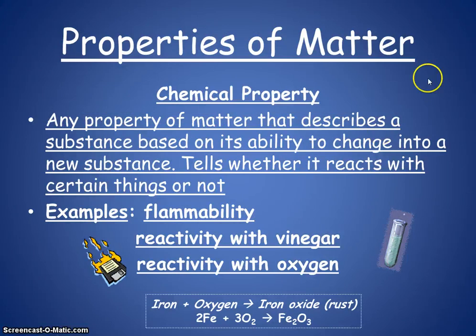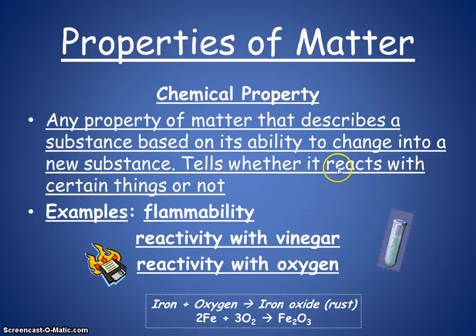Okay, so chemical properties. If physical properties are specific to not involve anything chemical, then a chemical property must be those chemical issues with a substance. So it's talking about its ability to react, okay, its ability to change into a new substance. So what's it likely to react with? Does it react with this? Does it not react with this? Those are all chemical properties.